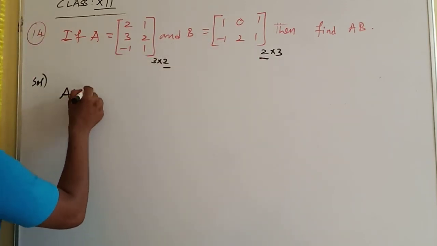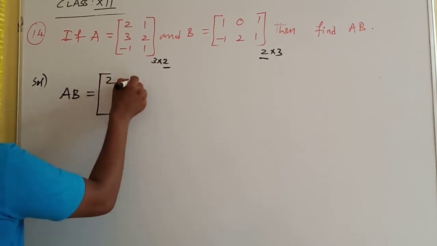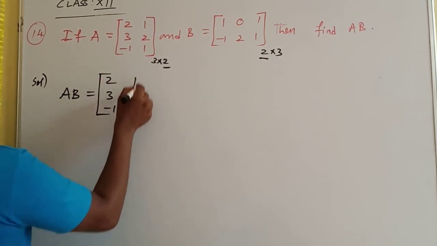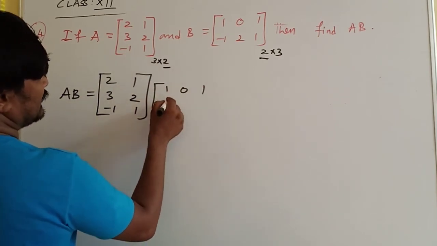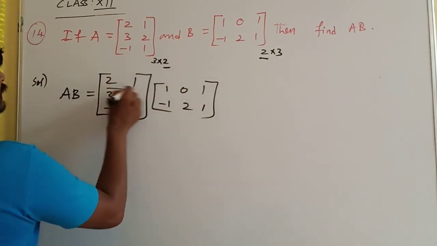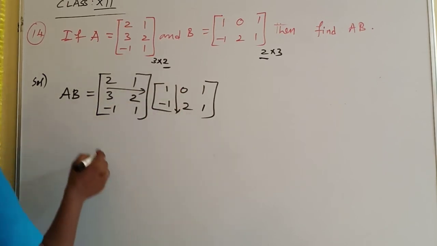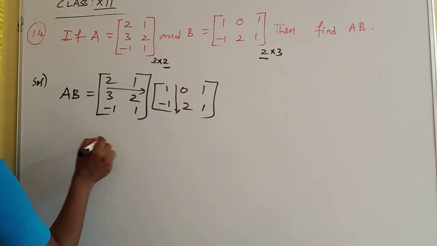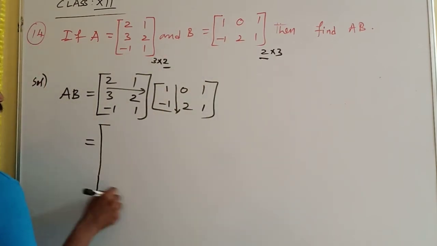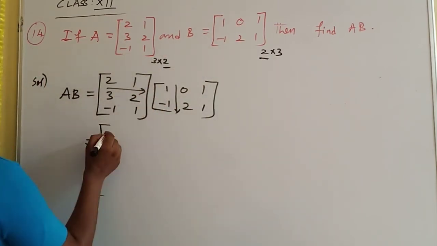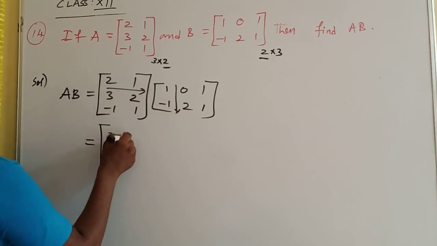So now AB is equal to A, which is [2 1; 3 2; minus 1 1], and your B is [1 0 1; minus 1 2 1]. First row, first column, so for the first element. What is your resultant order? 3 by 3. Now first row, first column means 2 ones are 2, 1 into minus 1, minus 1.